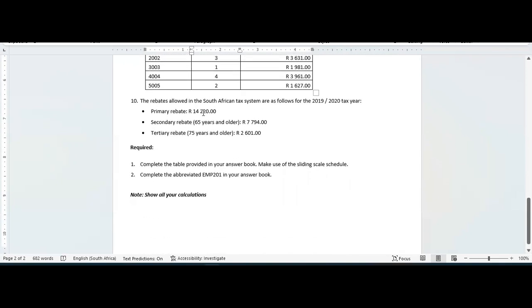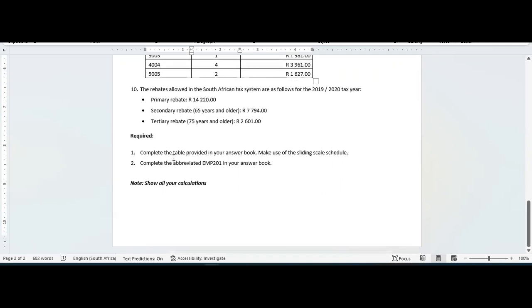Okay. The rebates allowed in the South African tax system are as follows. For the tax year, they give you the value of the primary rebate, the secondary rebate, and the tertiary rebate. And just a reminder, everybody under 65 gets only the primary rebate. People between 65 and 74 get an additional rebate of 7,794. So the person that's over 65 gets the 14,000 plus the almost 8,000. And then the tertiary rebate for people that are 75 years and older, they get an additional 2,500 per year as a rebate.